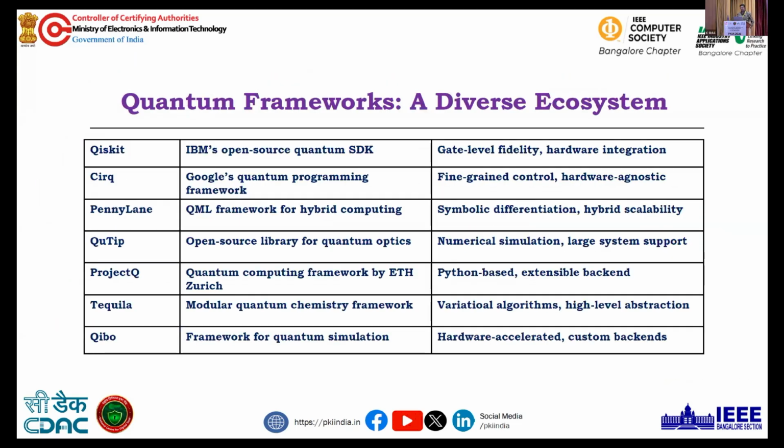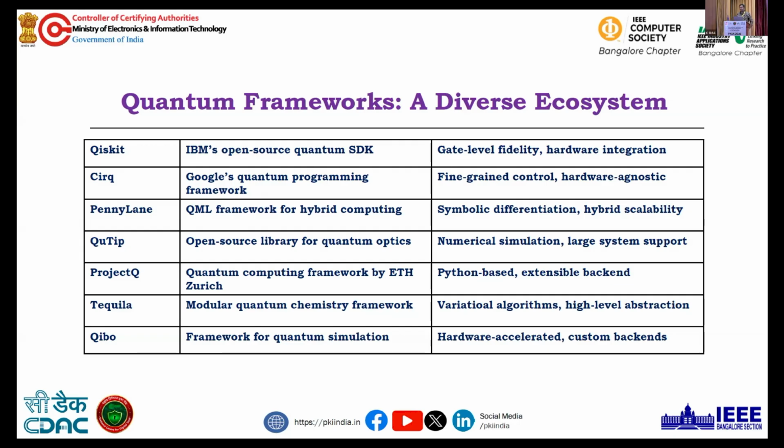Moving to the next slide. This is the diverse ecosystem of quantum computing frameworks. Each framework brings a unique strength. Qiskit offers direct integration with IBM's quantum hardware. Cirq allows fine-grained circuit control. PennyLane enables hybrid quantum-classical workflows, especially in machine learning, and QuTiP specializes in symbolic quantum dynamics. ProjectQ, Tequila and Qubiter each have their own optimizations. Together they represent the diversity of today's quantum ecosystems.